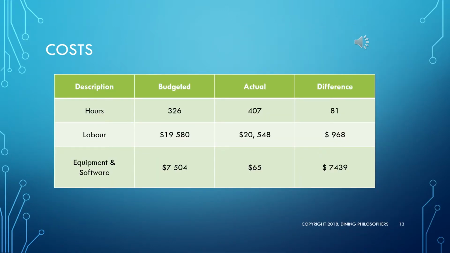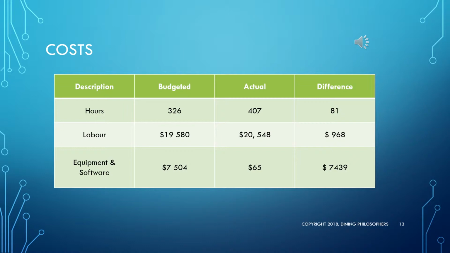As you can see, we had budgeted hours of 326, a labour budget of $19,580, and an equipment and software budget of $7,504. With the labour, we've actually gone up to 407 hours, which is a difference of 81 hours. So it's 81 extra hours on top of that original 326, which has also affected our labour, which has brought it up to $20,548, which is a difference of $968.